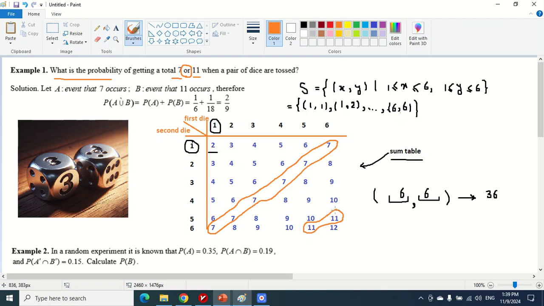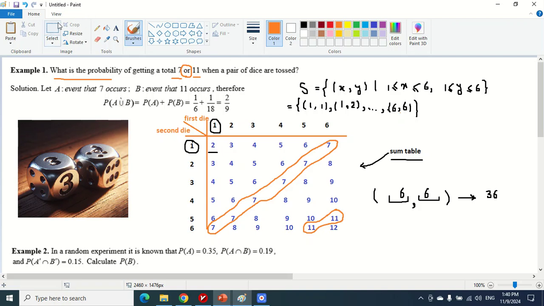So if I consider all the cases over here, where 7 occurred or 11 occurred, then we have 1, 2, 3, 4, 5, 6, 7, 8 cases out of 36. So we can write it like that, but we can also try to use the additive rule.